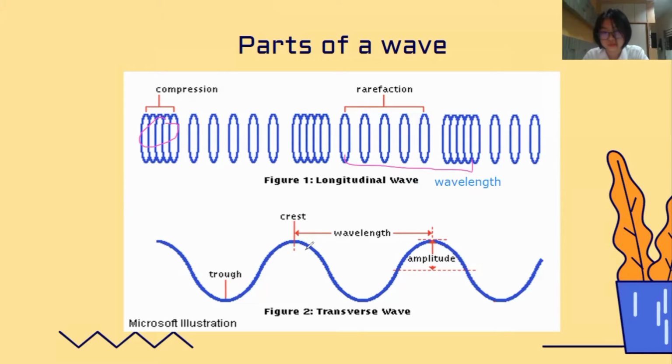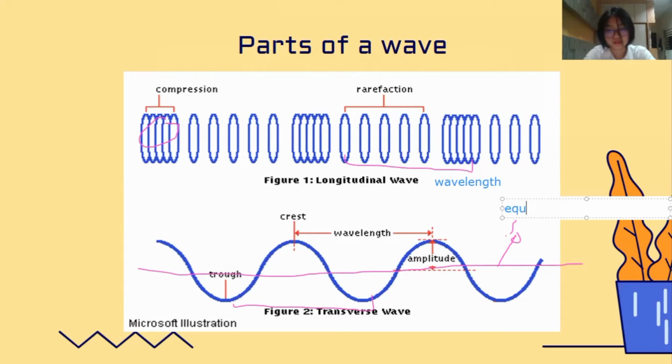And for a transverse wave, a crest to another crest is going to make a wavelength, or from one trough to another trough. That's also going to make another wavelength. By the way, trough is the lowest point of a wave, crest is the highest point of a wave, amplitude is the height from the wave to, does anybody know what this line is? Okay, it's called the equilibrium position.